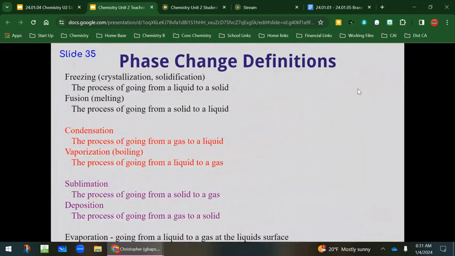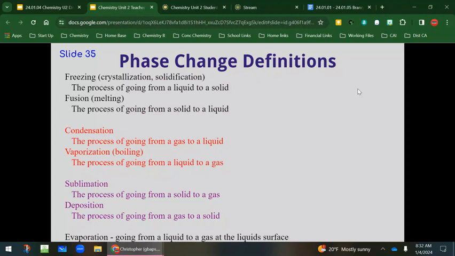Okay. So the last slide, I did it as a diagram. Here I gave you definitions for it. That's all I'm doing here, giving you definitions. So freezing and fusion or melting, the process of going from a liquid to a solid or a solid to a liquid. By the way, these processes are what of each other? Opposites, thank you. Inverse, you're getting a little too technical on me. I'm a simple person, let's go with opposites.